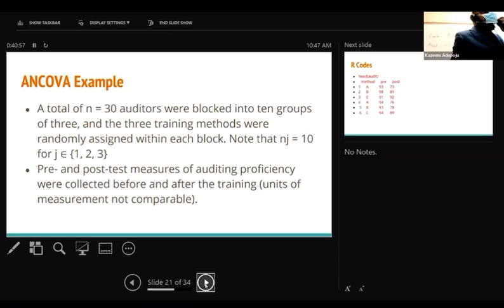Before the training, before they receive training at all, they have a record. They know their record, the pre-test. That's what they call the pre-score. And after the training, they have another score. I'm going to show you now. Take a look at this.